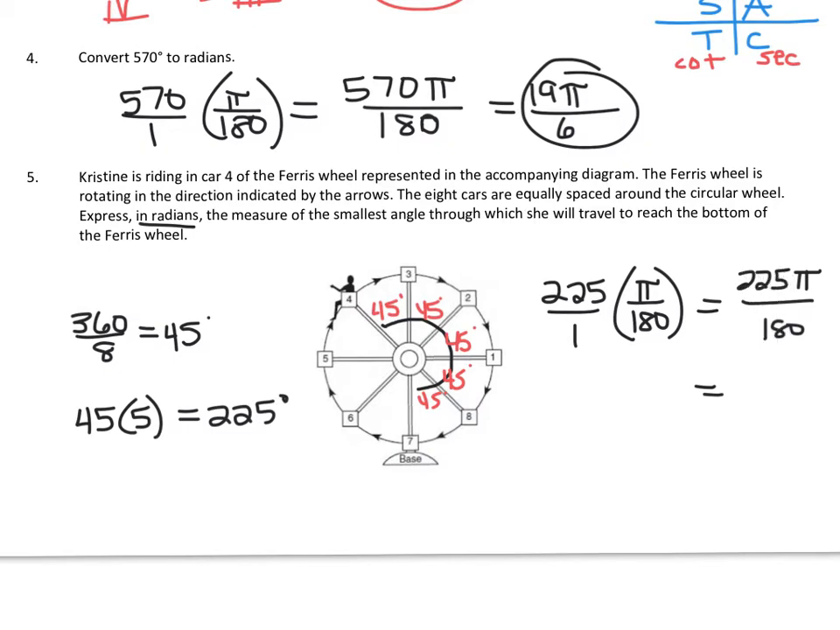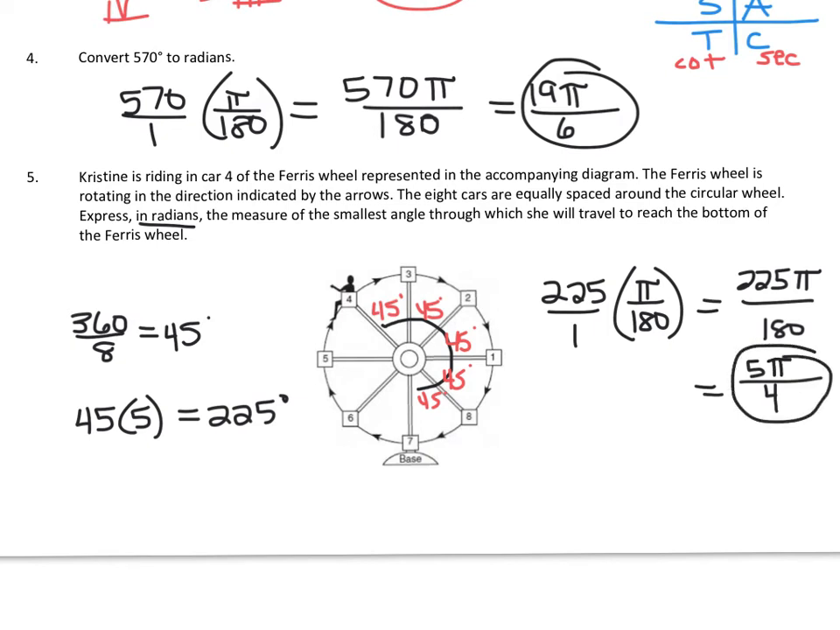So if you take 225, basically I want to simplify this fraction. If I take 225 and divide it by 45, I get 5. And if I take 180 and divide it by 45, I get 4. So 225 over 180 simplifies to 5/4. And the reason I staggered it like this is because I needed to make room to bring this pi down. So it leaves me with 5 pi over 4.